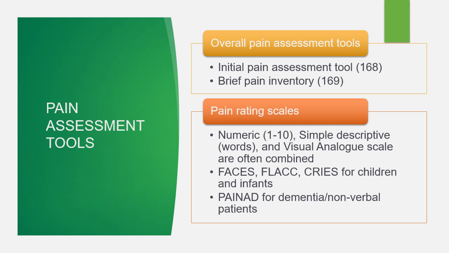But just make sure that you're using the same tool over and over again when you do your ratings. FACES, FLACC, and CRIES are used for children and infants, people who can't necessarily communicate or won't give you a reliable number or word. And then PAIN-AD is the Pain Assessment in Advanced Dementia for our dementia clients or our nonverbal patients, and that's looking at their actions and their vital signs to determine how agitated and uncomfortable they are.